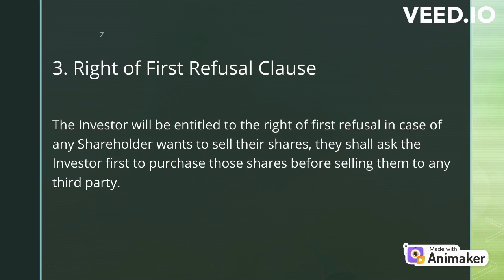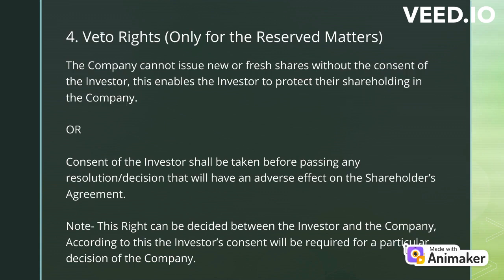Fourth is veto rights clause. Through this clause, the company cannot issue new or fresh shares without the consent of the investor. This enables the investor to protect their shareholding in the company. Or, consent of the investor shall be taken before passing any resolution or decision that will have an adverse effect on the shareholders' agreement. Note, this right can be decided between the investor and the company. According to this, the investor's consent will be required for a particular decision of the company.